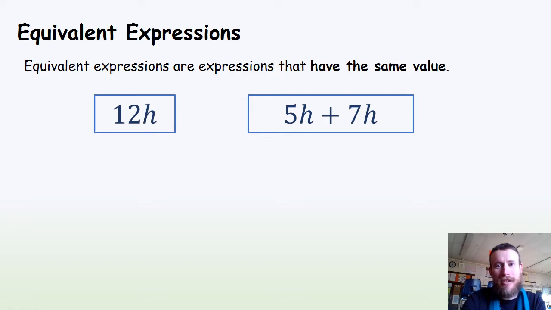When we look at two expressions, they might look pretty different. They're going to have different numbers in them. They might have different coefficients, different amounts of terms. These two expressions are equivalent. So 12h and 5h plus 7h, those are equivalent. So maybe you can think for a second about why.